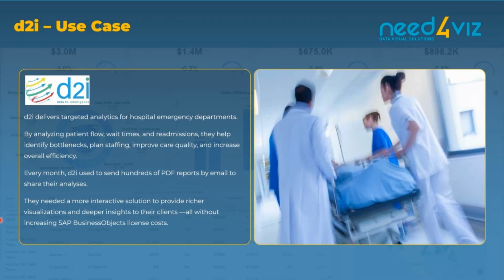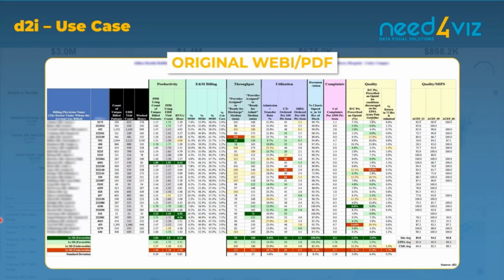Before that, D2I emailed hundreds of static, hard-to-make, non-interactive PDF reports weekly. They were therefore looking for a more modern solution that could provide dynamic and engaging visualizations for their hospital clients. And all that without raising SAP Business Objects license costs. And that's exactly where N4V stepped in.